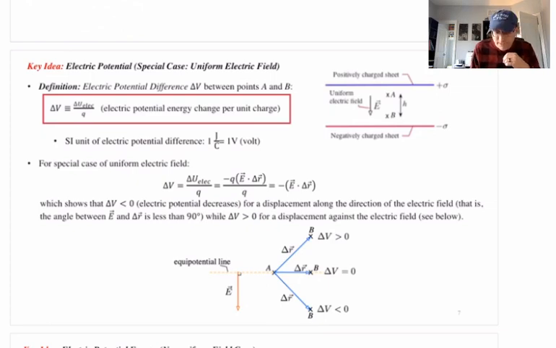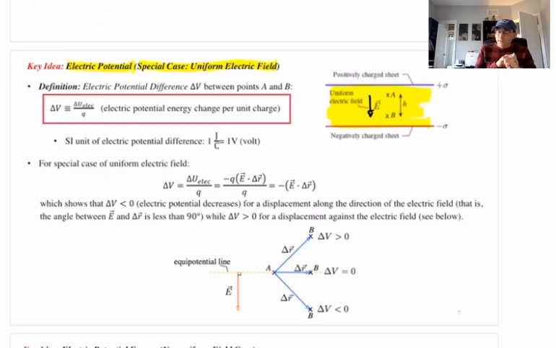Electrostatic potential, electric potential. People use both those words interchangeably, but I am limiting myself to the special case of a uniform electric field, like the picture on the right, which I had in the previous video. 2 sheets parallel to each other, flat. One has a positive surface charge density sigma, the other one a negative surface charge density negative sigma. You get a nice uniform electric field in this region between the 2 sheets. And the field points away from the positively charged sheet and toward the negatively charged sheet.